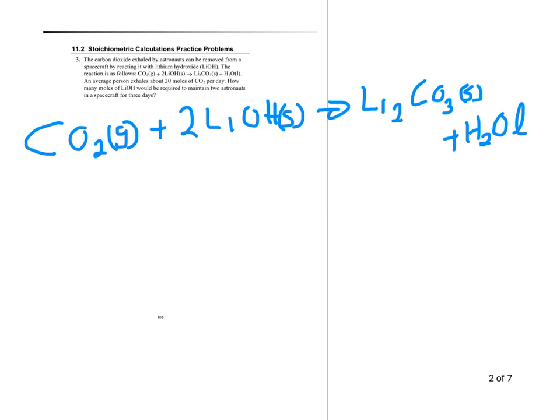The problem says, on average, a person exhales about 20 moles of CO2 per day. How many moles of LiOH would be required to maintain 2 astronauts in a spacecraft for 3 days?